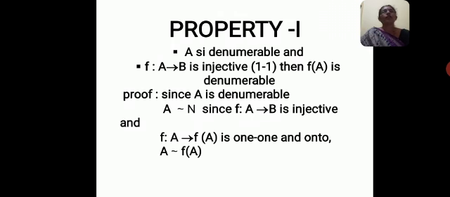Property 1. The statement of property 1 is: if A is denumerable and f is a function from A to B which is injective (one-one), then f of A is denumerable. Proof of this: since A is denumerable, A is equivalent to capital N. Since f is a function from A to B which is injective, f is a function from A to f of A which is one-one and onto, so A is equivalent to f of A.